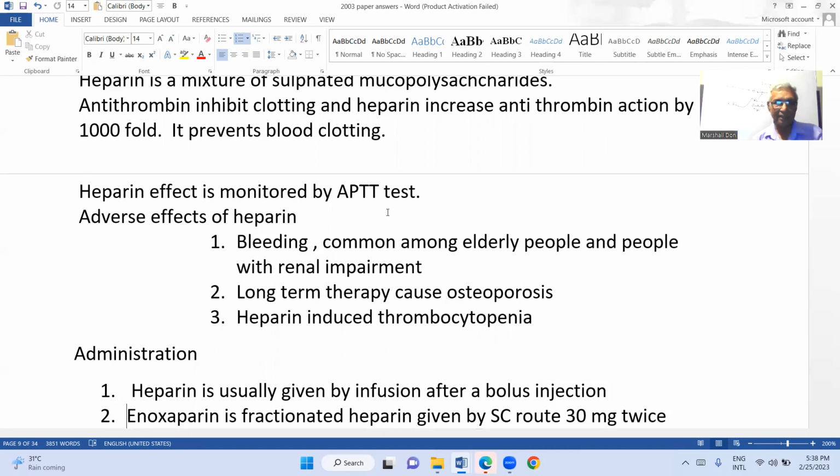Bleeding is common among elderly people and people with renal impairment. Long-term therapy causes osteoporosis and heparin thrombocytopenia. So, three main problems when you get heparin. Bleeding, very common. You have to be very careful.